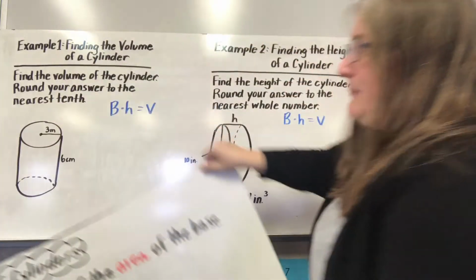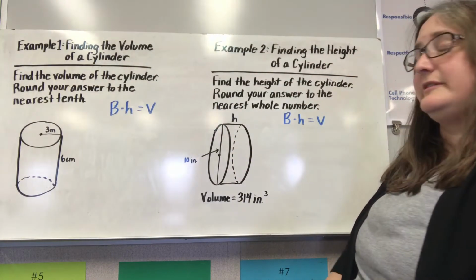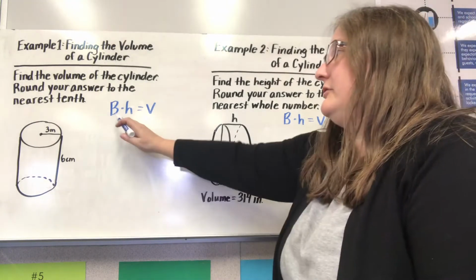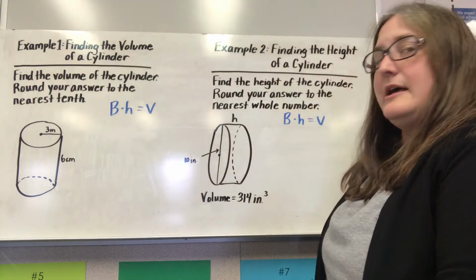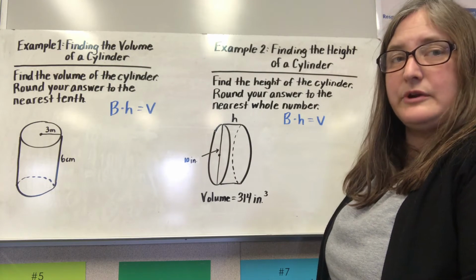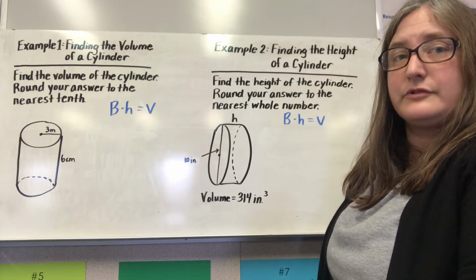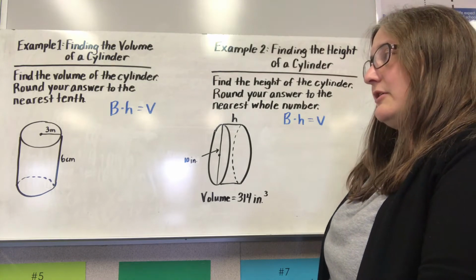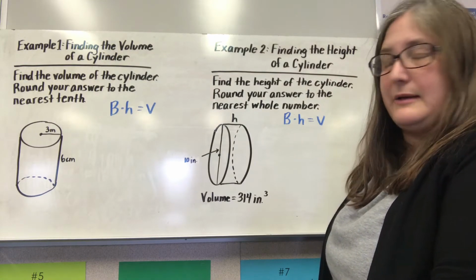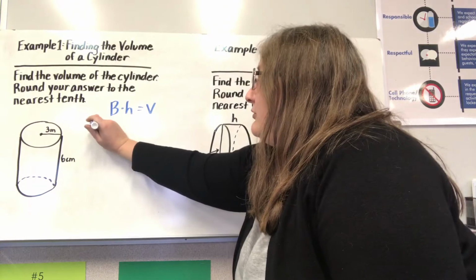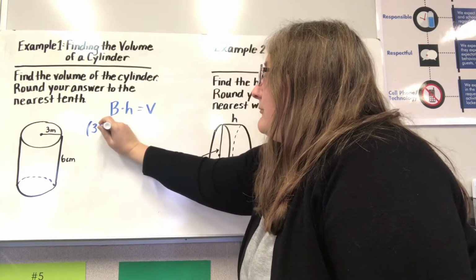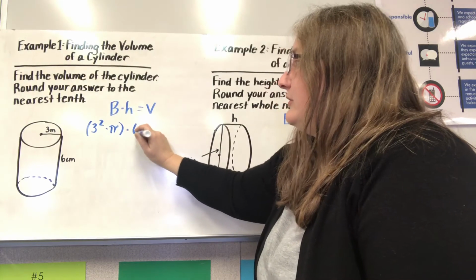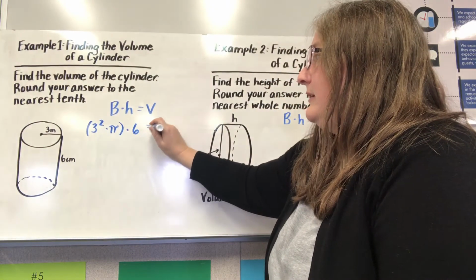In this first example, we're being asked to find the volume of the cylinder and round our answer to the nearest tenth. So the first thing I need to do is find the area of the base. Since the base is circular, I'm going to use my formula for area of a circle. The formula for finding area of a circle is radius squared times pi. So I'm going to do 3 squared times pi. That's going to be multiplied by the height of my cylinder, which is 6.